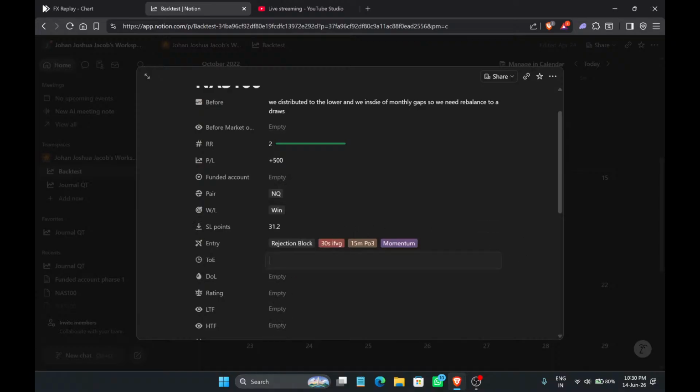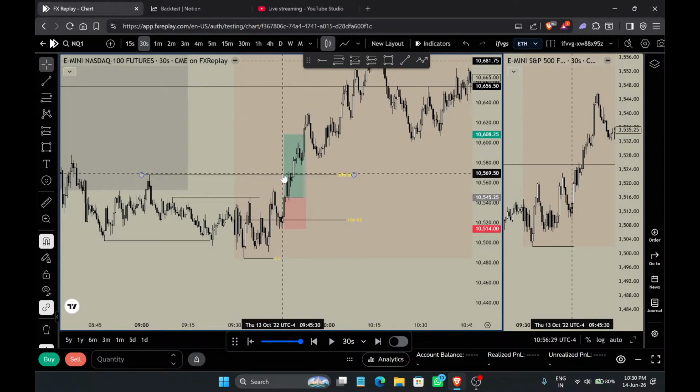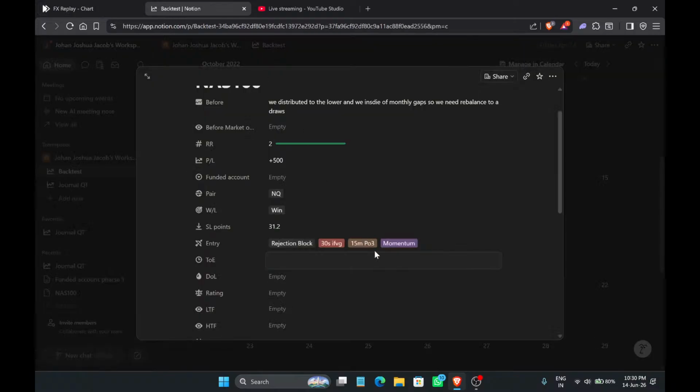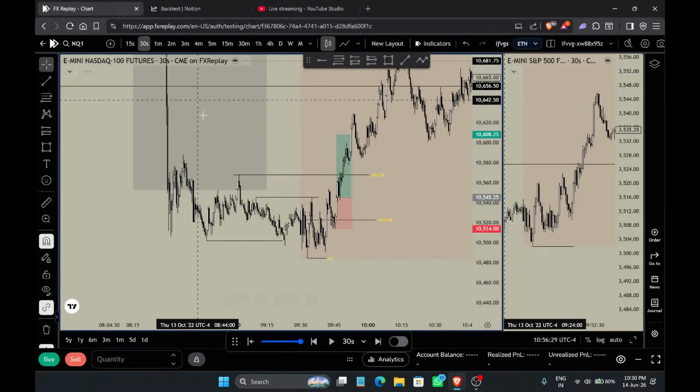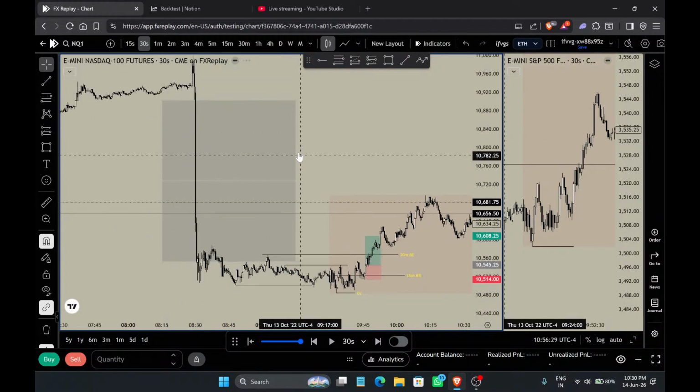That is the trade. Time of entry was 9:46. There was an engineered imbalance. That's it. The data of the magnet. So data of the magnet.